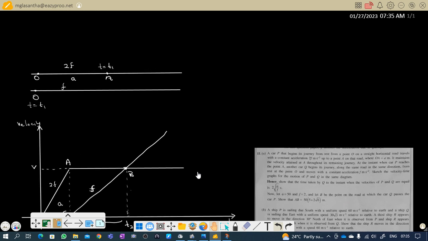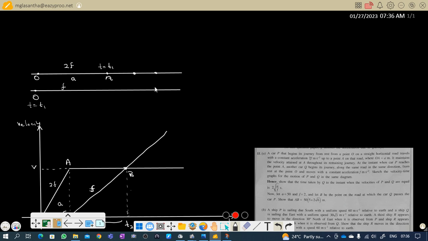At a certain instant, their velocities are equal, right? At that instance, the two cars are in different places, right? Now you will see another point.